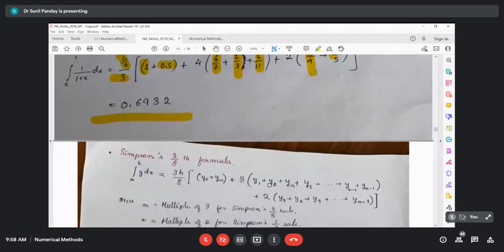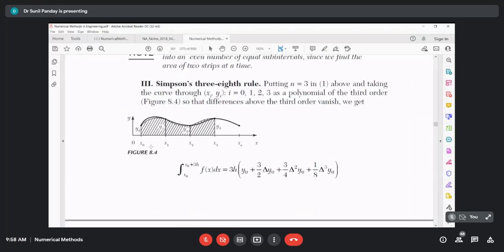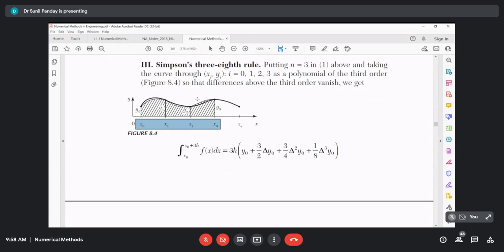Now the next formula is the Simpson 3/8 formula. So how do you derive this formula? Now we take 4 points in Simpson 3/8 formula. This I think we'll discuss tomorrow. So I have to stop here. If you have anything to ask, you can ask.